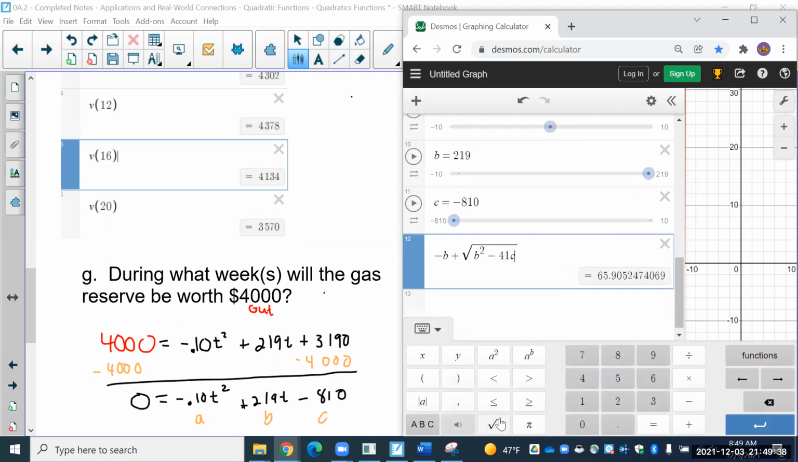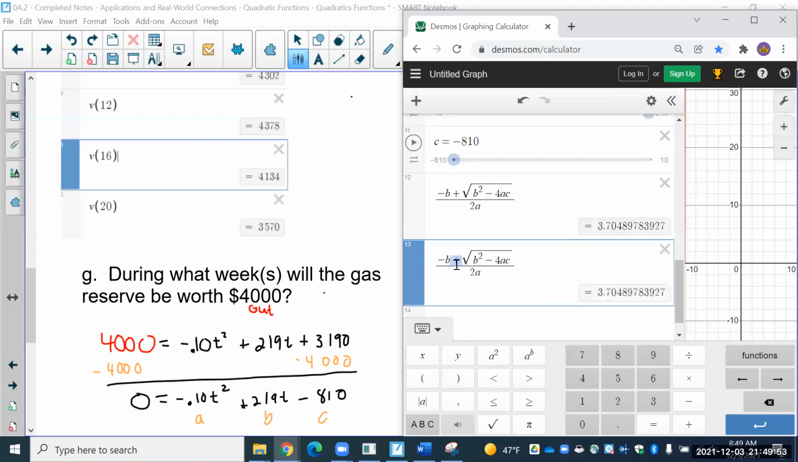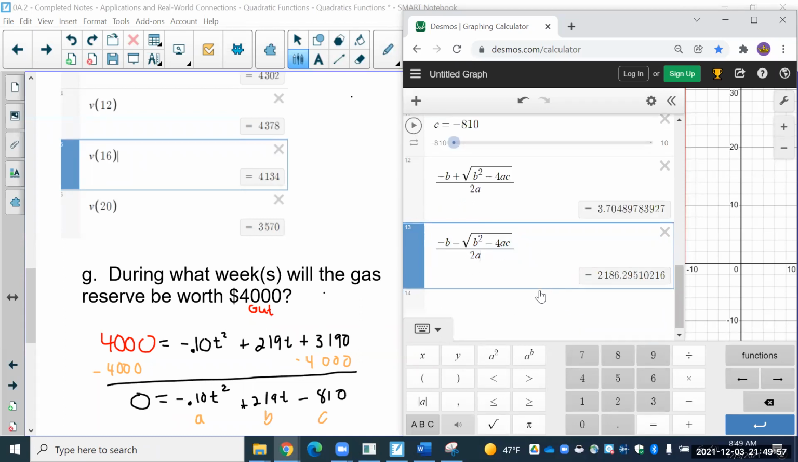By the way, on SAT, you would have to know that. If you're taking a Virginia State SOL, it is provided, but on an SAT, you have to know it. Highlight the whole thing and divide by 2A, and you get the first one is at 3.705 weeks. To get the other one, because there are 2, you have to copy it. So I copied it, pasted it, and changed it, and we get our other answer.